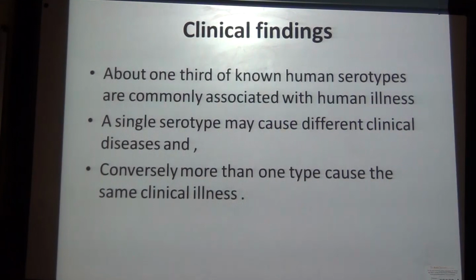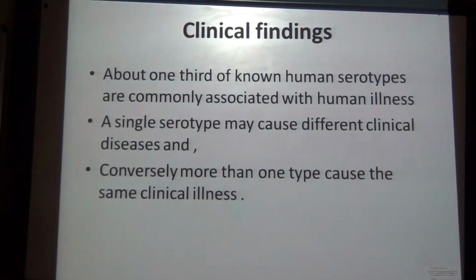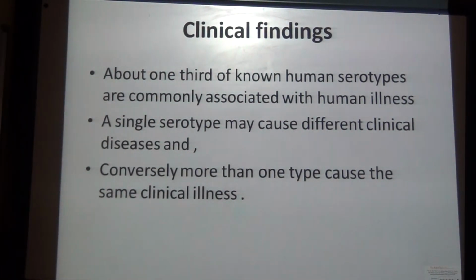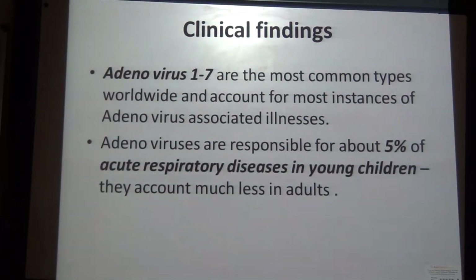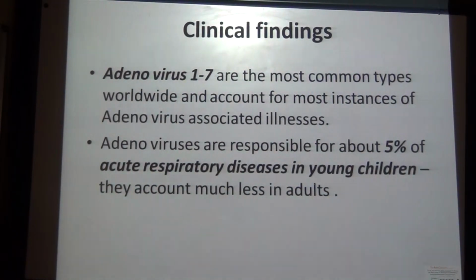We come to the clinical findings of adenovirus infections. About 1/3 of the known human serotypes are commonly associated with human illnesses. A single serotype may cause different clinical diseases, and conversely, more than one type can cause the same clinical illness. Adenovirus 1 to 7 are the most common types worldwide, and they account for most instances of adenovirus-associated illnesses.